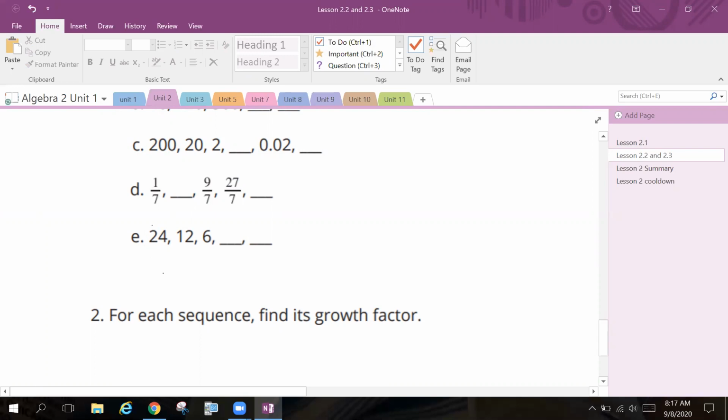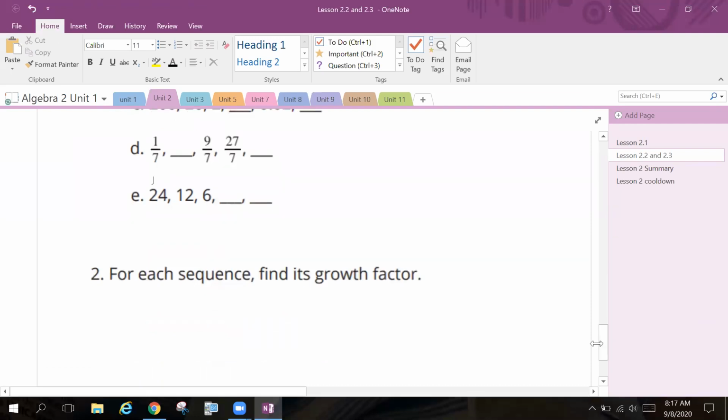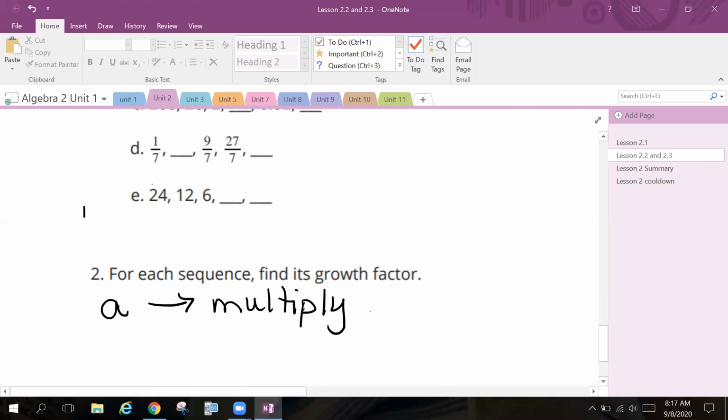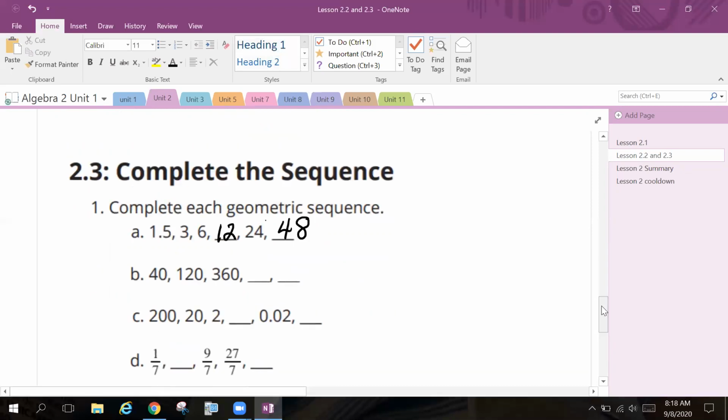You multiply by 3. And what did you say, Elizabeth? Wait, are we talking about A or B? A. We're talking about A. Multiply by 2, right. So for letter A, you multiply by 2. Okay? All right, so going up. Now, what about letter B? What was the next two numbers?